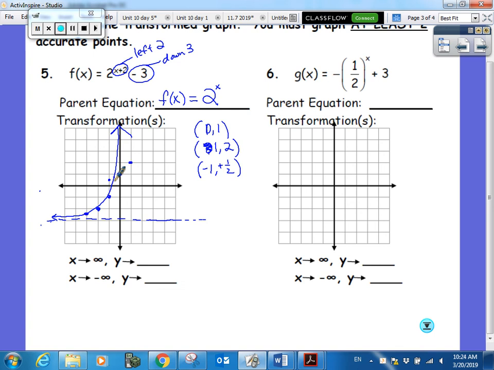And then as x approaches infinity, so does y. As x approaches negative infinity, so x is going to the left forever, y is approaching the asymptote, which is negative 3.